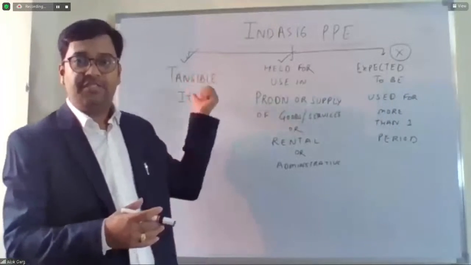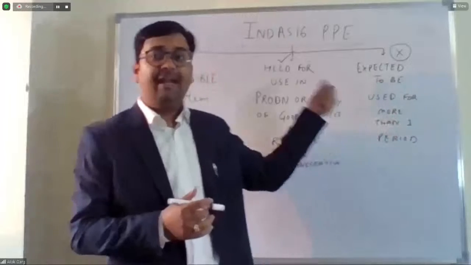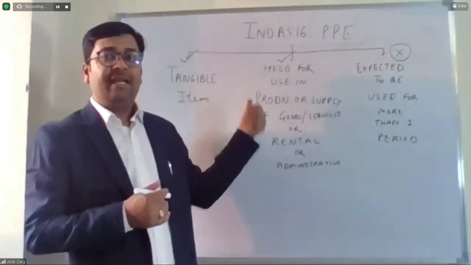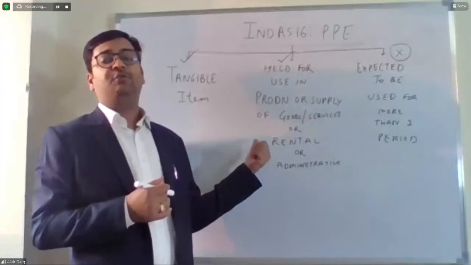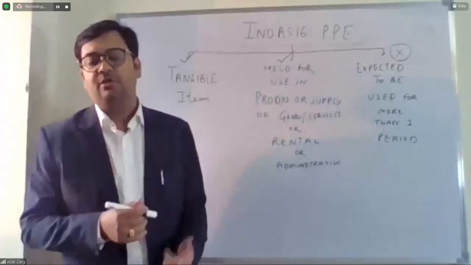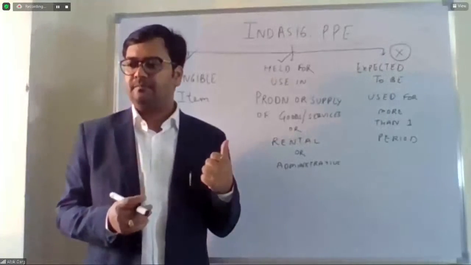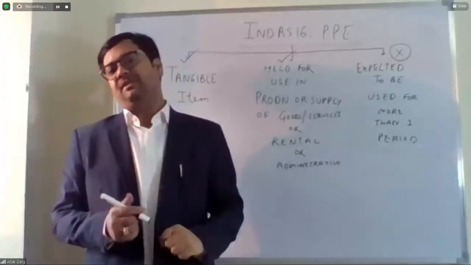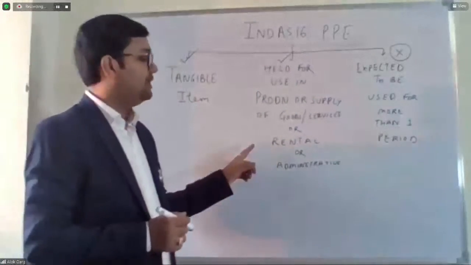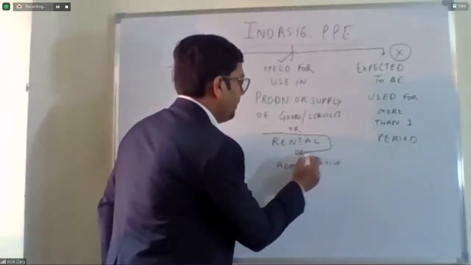Why? These are tangible items, of course, expected to be used for more than one period. And these coffee vending machines have been provided on a rental basis. Okay, these are held for use for rental purposes. So that is why it is capitalized as a PPE. Understood? Guys, have you understood? But there is one exception. There is one exception to this particular rental piece.